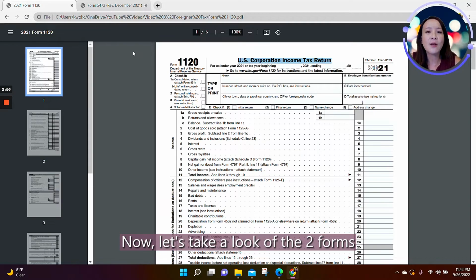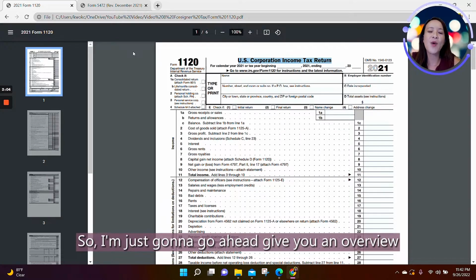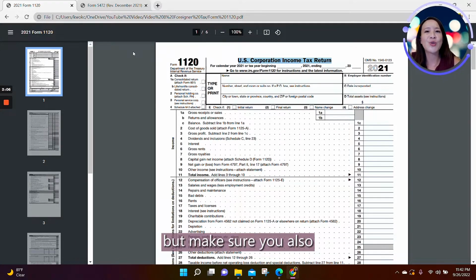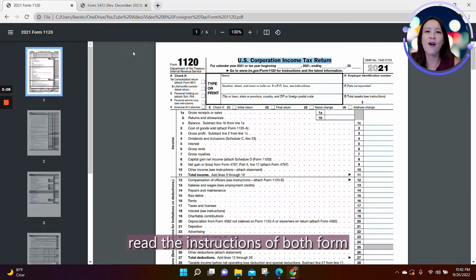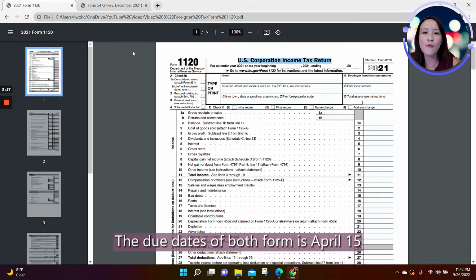Now let's take a look at the two forms that we're going to file as a single member foreigner LLC. I'm just going to give you an overview, but make sure you also read the instructions of both forms. The first one is 1120. The second one is 5472. The due date of both forms is April 15.